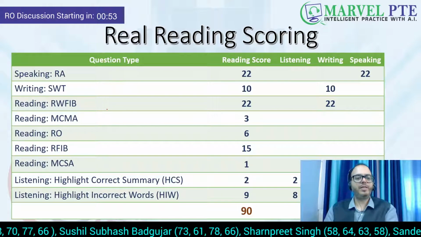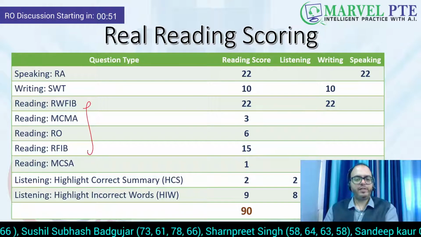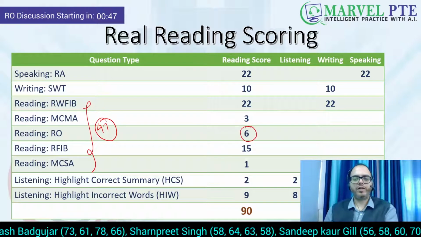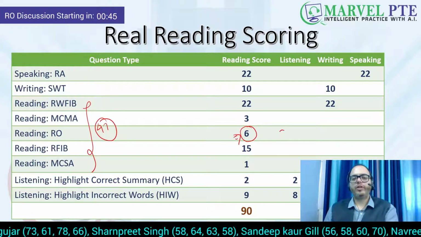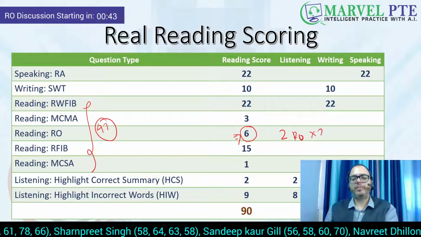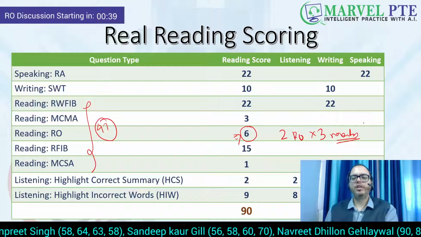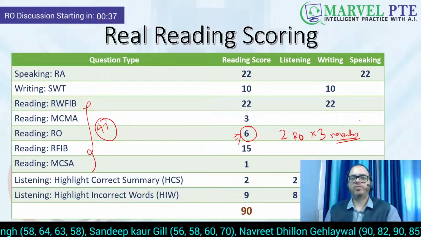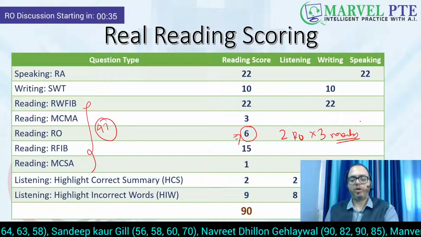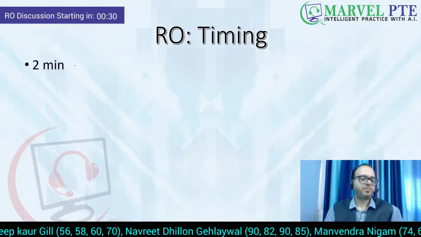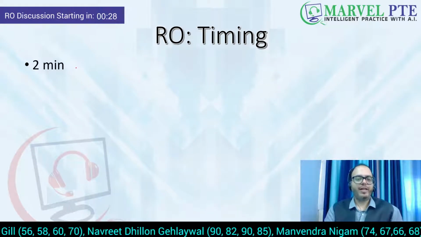And this is the real PTE reading scoring. As you can see, the 47 marks are coming from these questions. The reorder paragraphs are of 6 marks. So if you are getting 2 reorder paragraphs, they will be of 3 marks each, and every mark is important. You can lose your target score by just 1 mark. So always pay attention to reorder paragraphs. They are the easiest ones to solve if you know the right strategies.